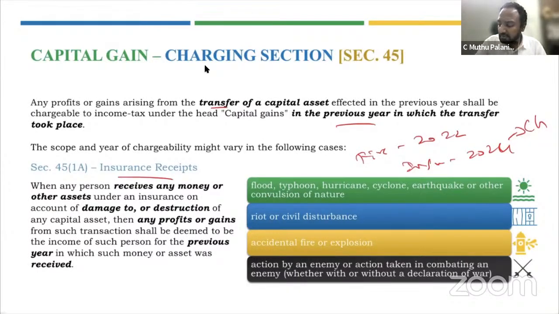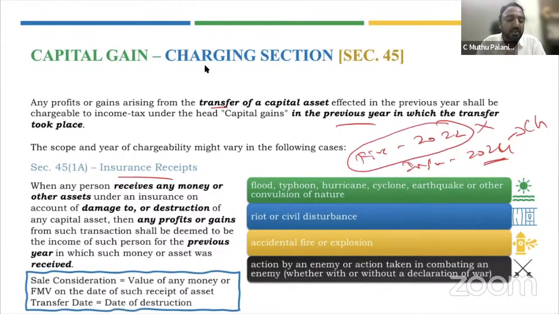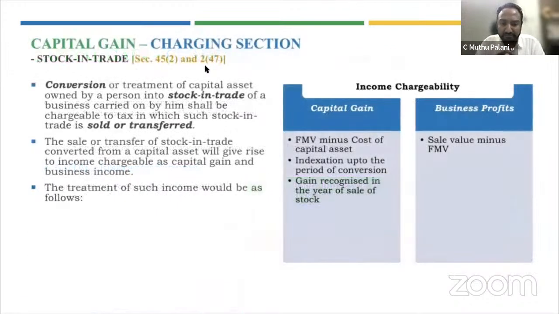This insurance receipt could either be in cash or could be a replacement asset. If it is a replacement asset, the fair market value of that asset will be considered. Otherwise, the date of receipt will be the date of taxability. So even though your asset was demolished in 2022, no capital gain now. Only when you're receiving your insurance receipt, it is taxable as capital gain. So this is the sale consideration.